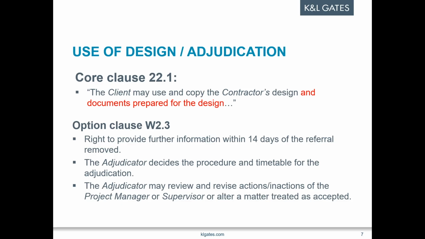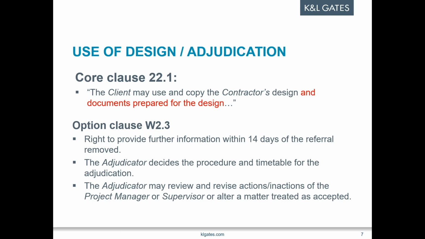And so then we have the option clause W2.3. So this is the one that applies where the Housing Grants Construction and Regeneration Act applies. And the reason again for these is just to bring the wording more in line with the Act. So the first one there, we've got the right to provide further information, further submissions within 14 days has been removed, and I think that's generally going to be very welcomed. It wasn't needed under the Act, and it's something that was quite regularly removed or adjusted by agreement between the parties.